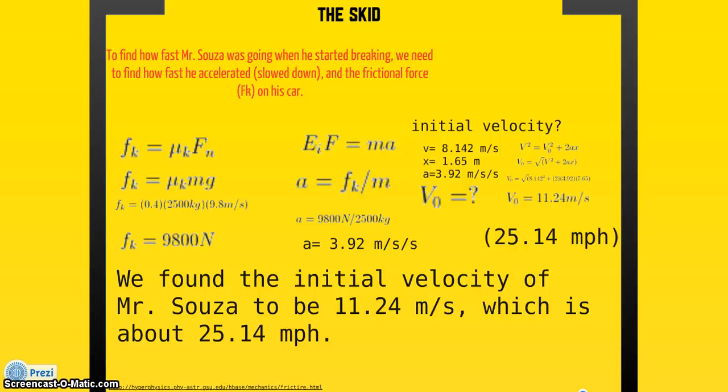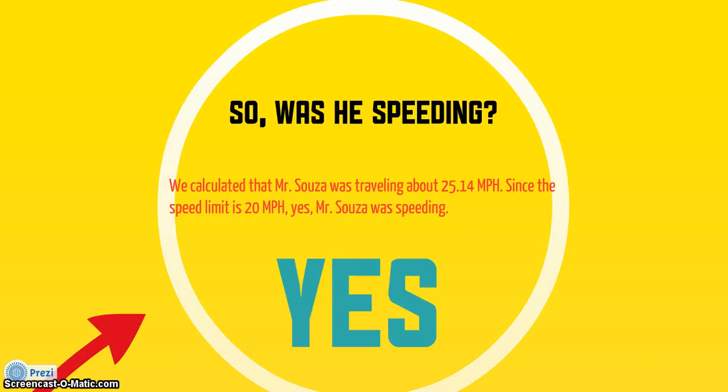For the initial velocity, next, we would do kinematic number 3, solve for v naught, and plug in all the numbers. V naught comes out to be 11.24 meters per second, which is equivalent to 25.14 miles per hour. So, in conclusion, Mr. Souza was speeding because he was traveling at about 25.14 miles per hour, and the speed limit was only 20.